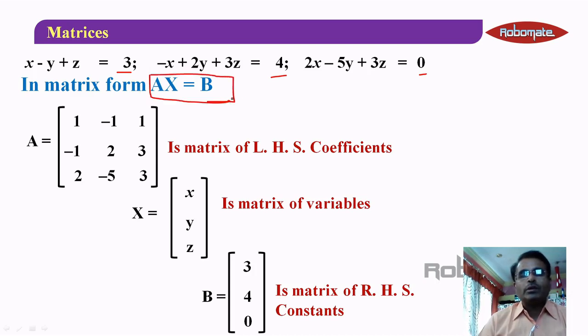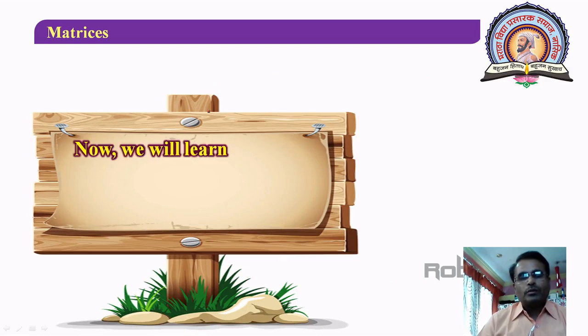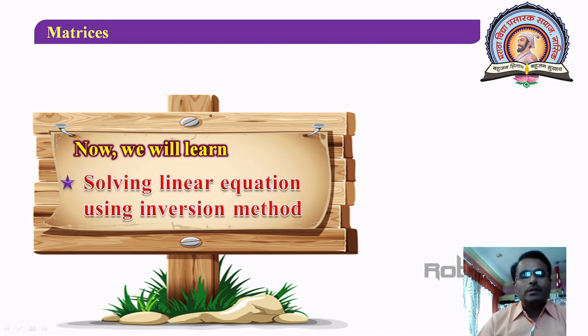Once you represent the system in the matrix form AX equal to B, we can use matrices to find solutions of systems of linear equations. So our next concept is to find the solution, and actually there are two methods of finding solutions of systems of linear equations using matrices. The first method is the matrix inversion method, and the second method is the reduction method. In this lecture we are going to consider solving linear equations using the inversion method.